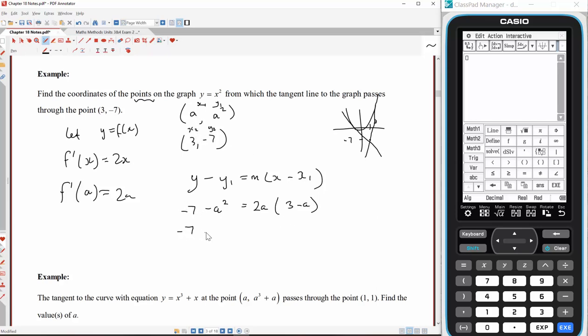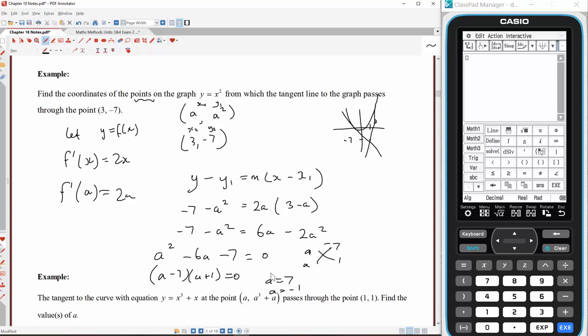All right, let's expand this out. Take away 2a squared. What I'm going to do is add 2a squared and subtract 6a from the right-hand side. So that's going to leave me with a squared minus 6a minus 7 equals 0. Now let's factorize this. This is going to be (a minus 7)(a plus 1) equals 0. So a equals 7, a equals negative 1.